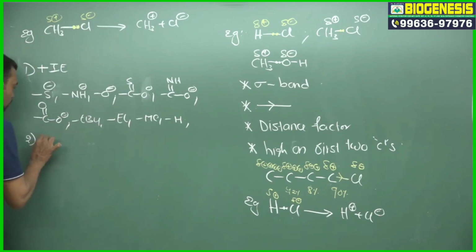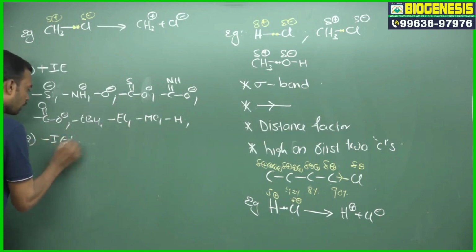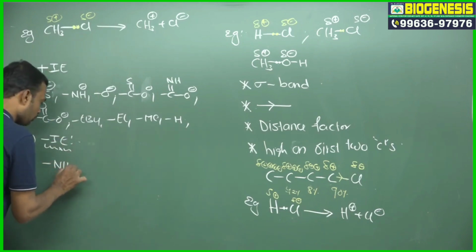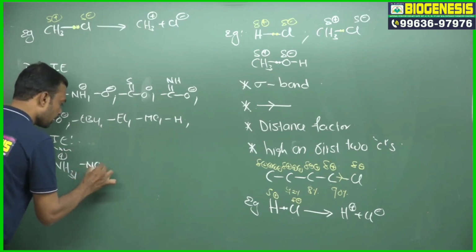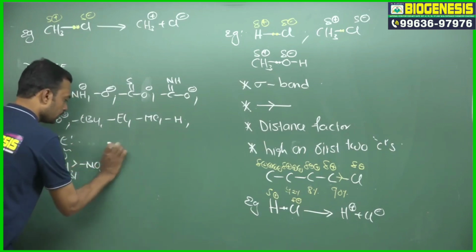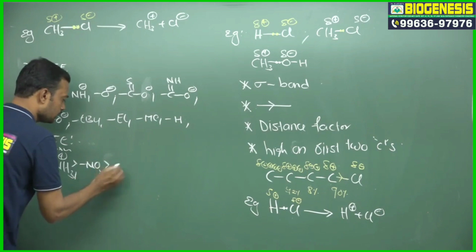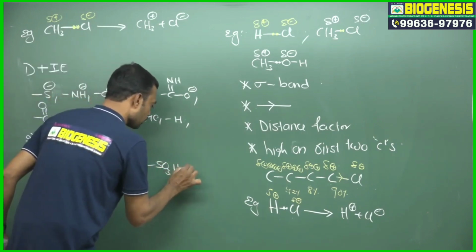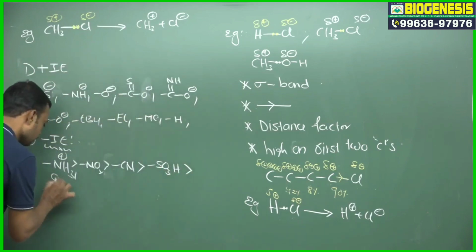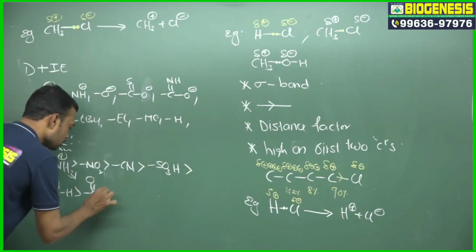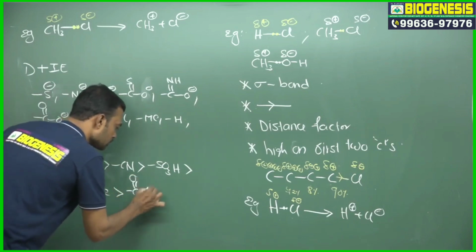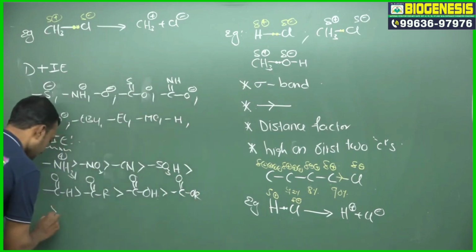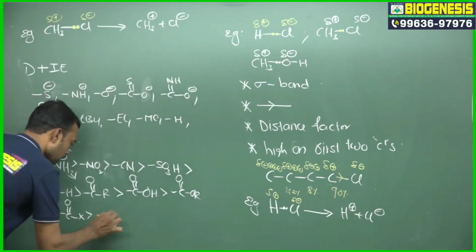Now go through the minus I effect groups. They are withdrawing groups through a sigma bond; they can withdraw electrons through a sigma bond. The most powerful withdrawing group is ammonium, followed by nitro. This is the order of withdrawing capacity. Next is cyano, followed by sulfonic acid, then aldehyde, then ketone, carboxylic acid, then ester, then acid halide, then amide.